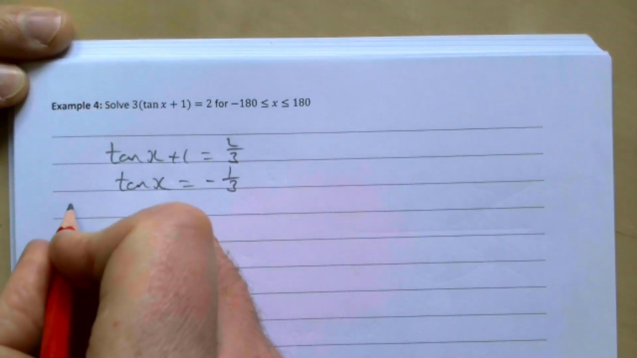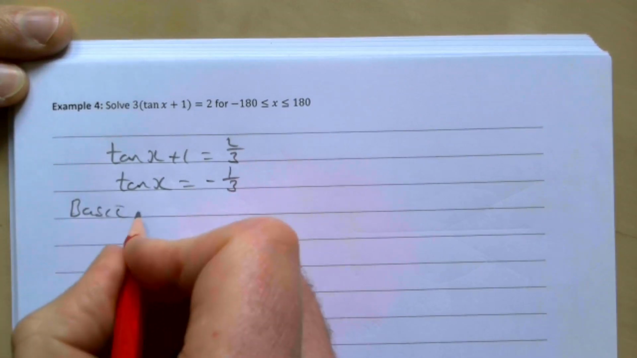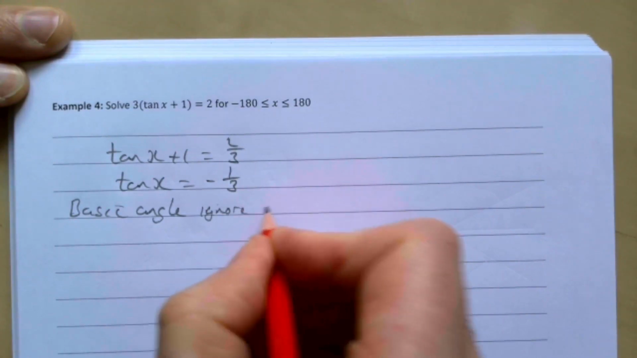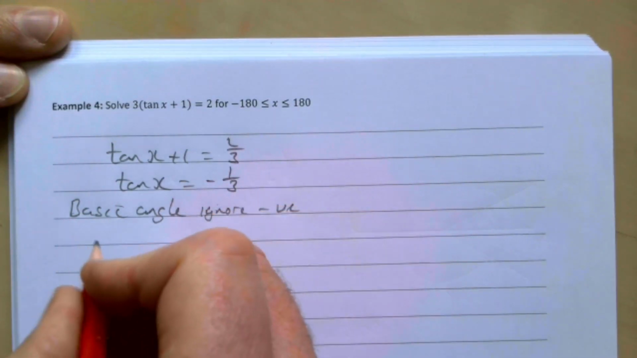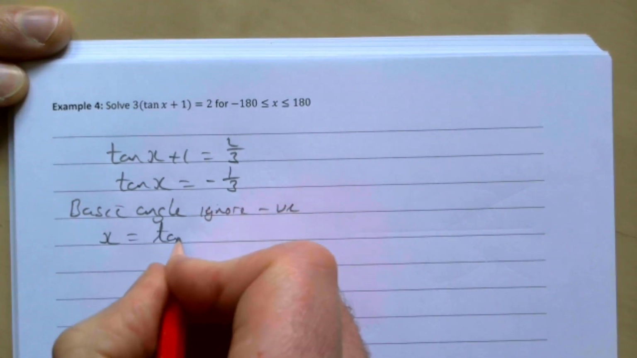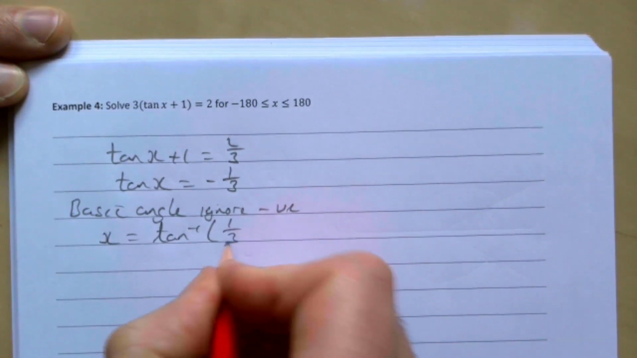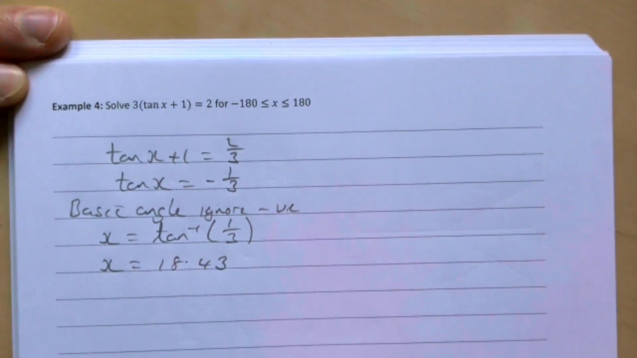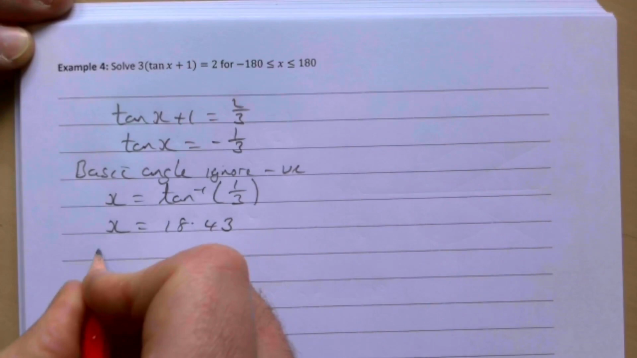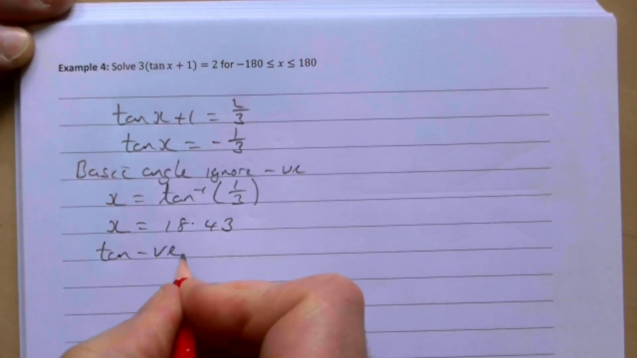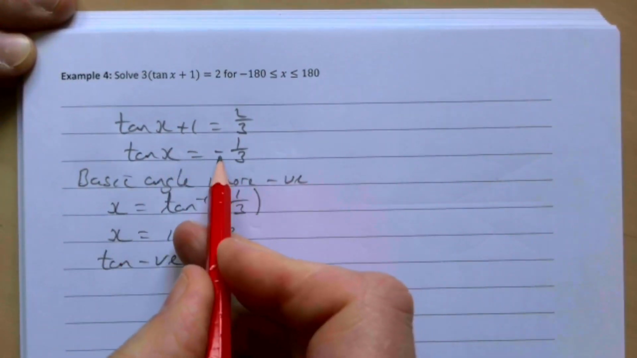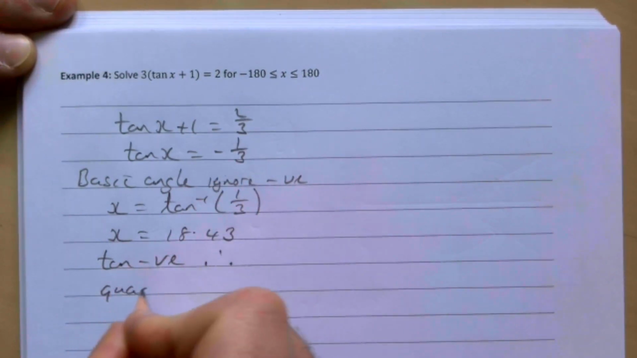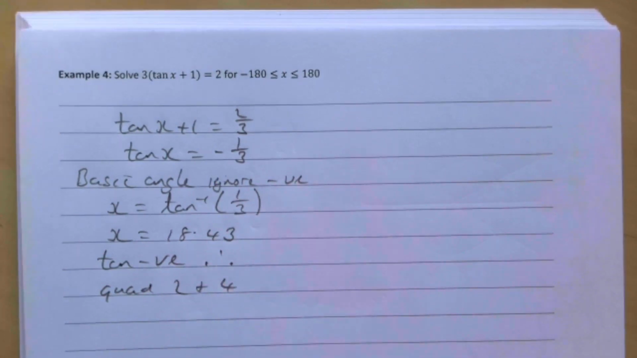I ignore the negative, and so x then is tan to the minus 1 of 1/3. You put that in your calculator and you're going to get 18.43 degrees. I want where tan is negative because I'm trying to solve tan x is minus 1/3. Therefore that's going to be in quadrants 2 and 4.